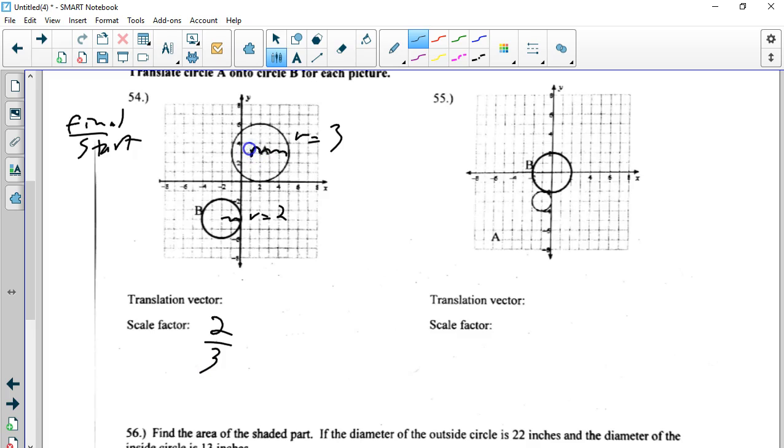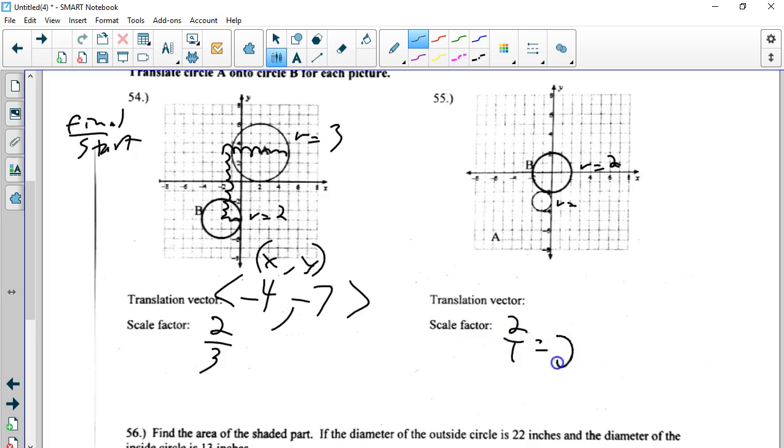Now, going from A, we're going X first. So we're going 1, 2, 3, 4. That's -4. And then we're going down 1, 2, 3, 4, 5, 6, 7. Down 7. Remember, this is just basically x comma y. How we're moving. Left 4, down 7. All right. A, radius is 1. B, radius is 2. We're going from A to B, so we're getting bigger, so that's 2 over 1, or just 2.